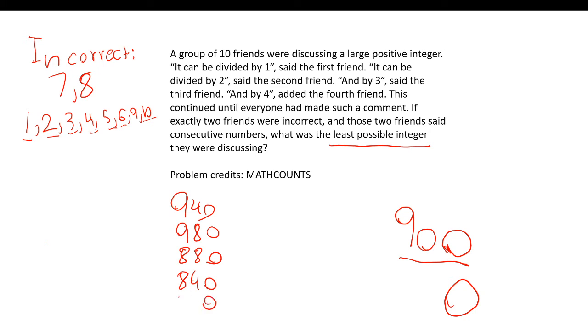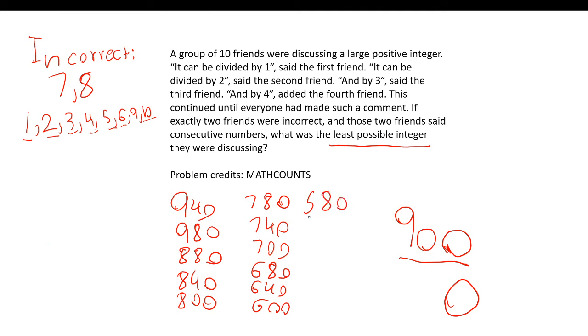Let's go to 800, which is not a case. 780. 7 plus 8 is 15. Not 9. 740. Nope. 11 is the sum of the digits. We can have 700. Nope. Sum of the digits is 7. We can have 680. Nope. 640. Nope. 600. Nope.